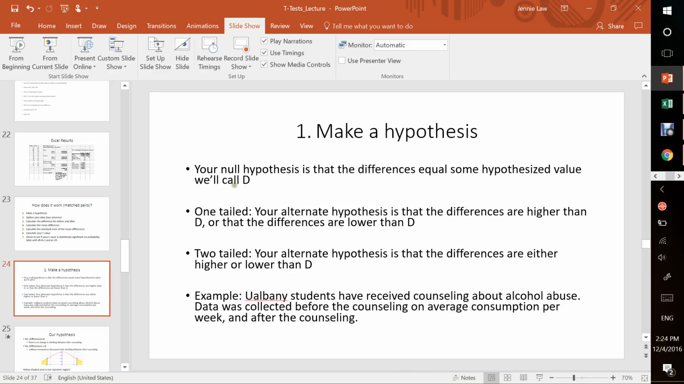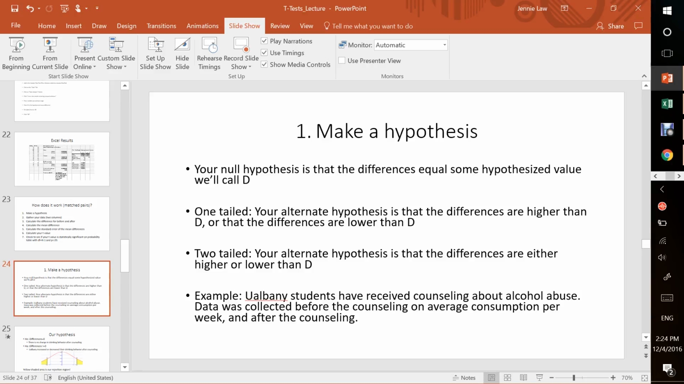So we're going to make our hypothesis, which is a little bit different from before. So our null hypothesis is going to be that our differences are equal to some hypothesis value that we'll call D. And a lot of times your null hypothesis is just going to be that the differences are equal to 0, which is just the same as saying that there's no difference between the before and after.